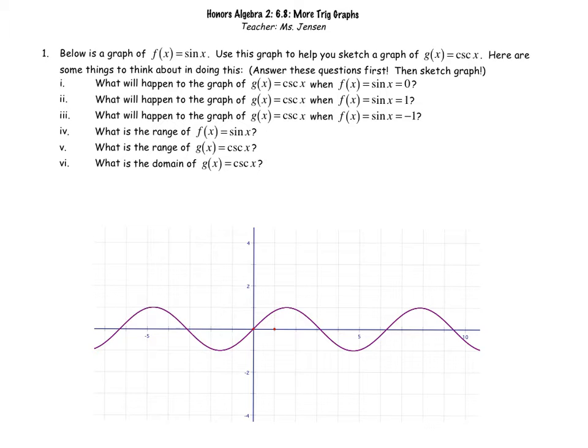So let's go through some key points here on the sine graph to get an idea of what is happening with cosecant. So the reciprocal of 0, let's start on the origin, is undefined. So that, in fact, is going to be an asymptote here. And then the reciprocal of 1, which is the first peak here, is 1. And then the reciprocal of 0 is undefined, so we're going to have another asymptote here.